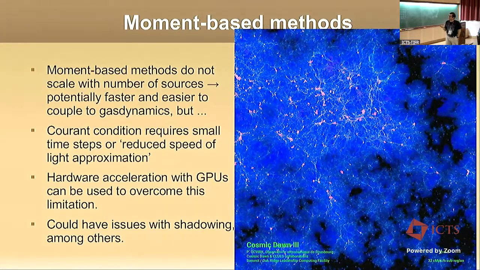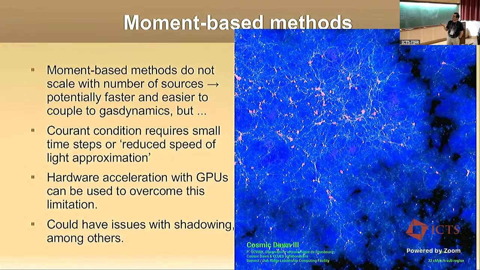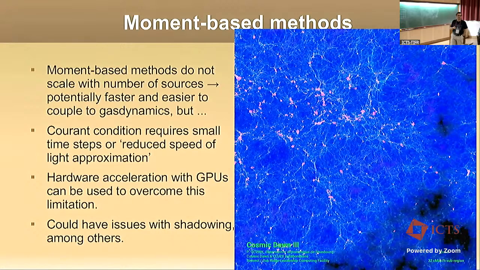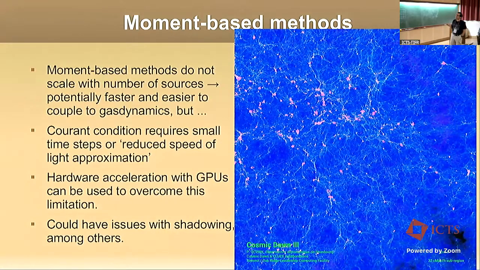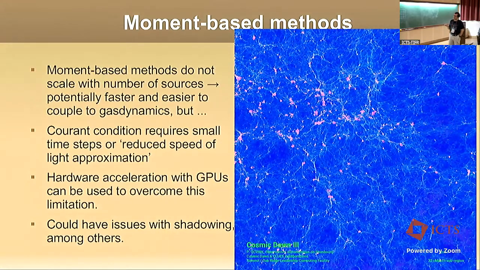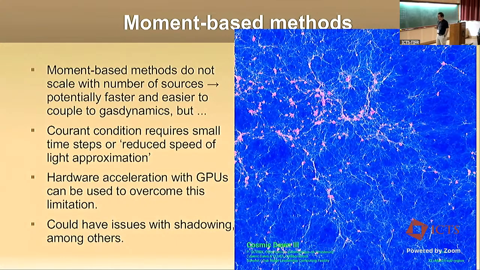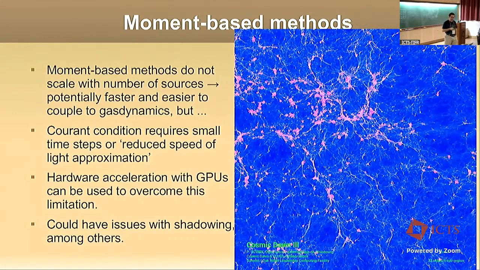So as I was saying before, the moment-based methods do not scale with the number of sources, so they are potentially faster, at least for large numbers of sources, but also have issues. So first of all, you have that so-called Courant condition, which basically says that your numerical method will become unstable if you take too long time steps. So you need to take a time step which is shorter than the characteristic time to cross a cell.